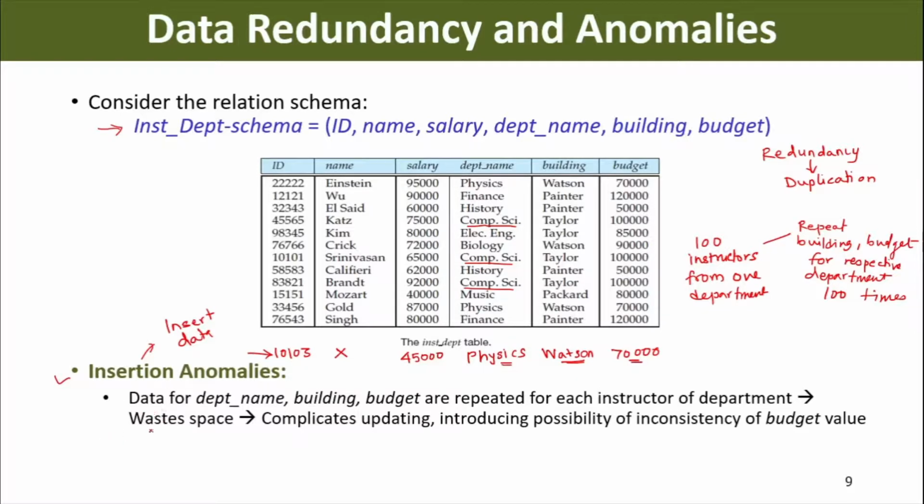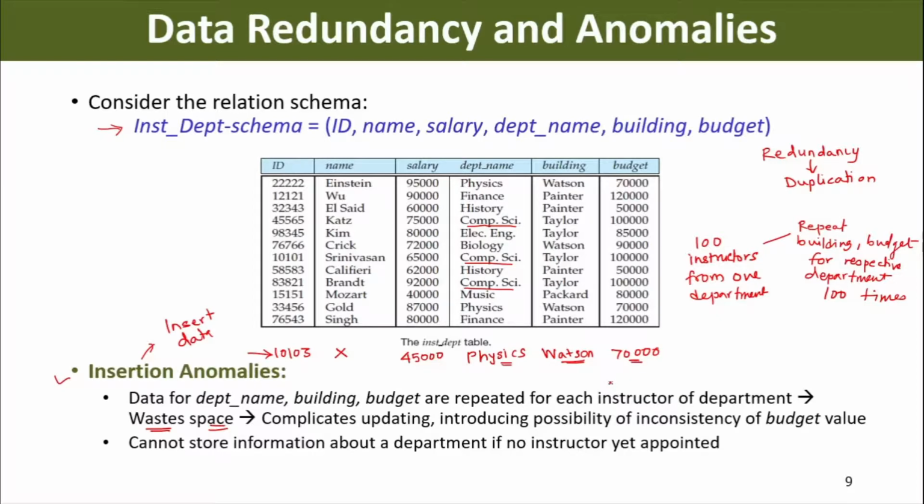So obviously I am wasting space if I follow such a strategy, if I have such a design. It complicates updating also, and there is a possibility that we may introduce inconsistency in the redundant attributes. Okay, what else?